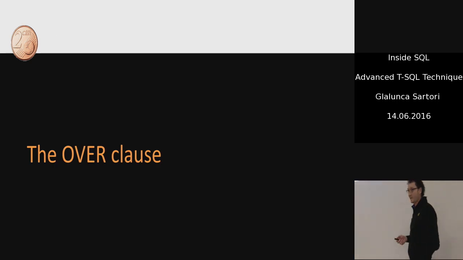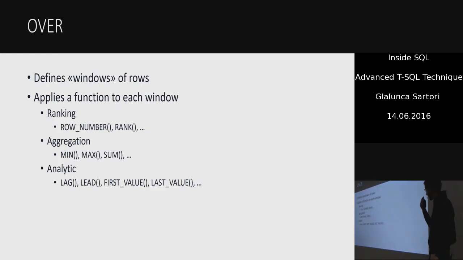And then another tool that is very useful is the OVER clause. The OVER clause, you probably already know that, defines some windows of rows. They are defined in the partition part of the OVER clause. And it applies a function to each window. So we have ranking functions, such as row number, rank, dense rank, and so on, and aggregation functions such as minimum, maximum, and so on, and some analytic functions, lag, lead, first value, last value, and so on.